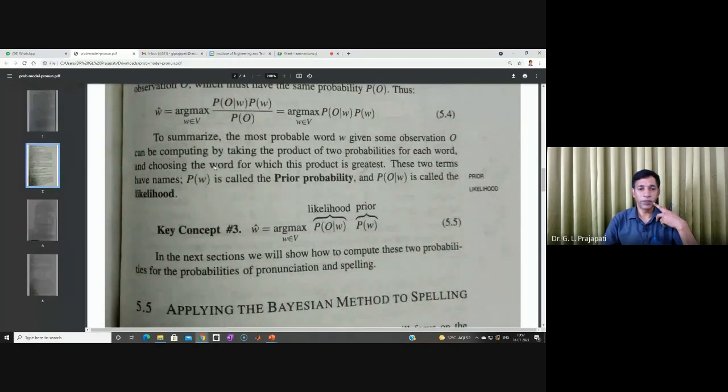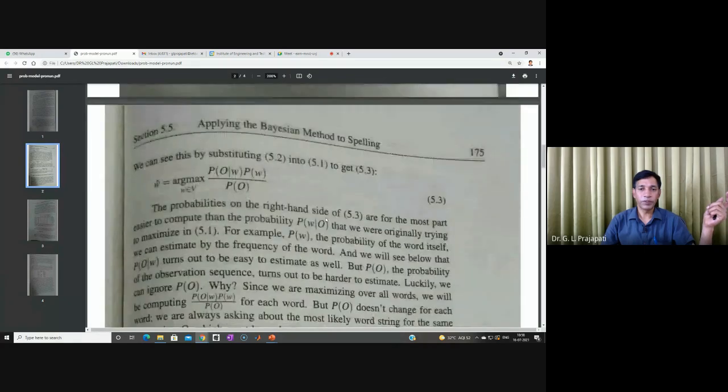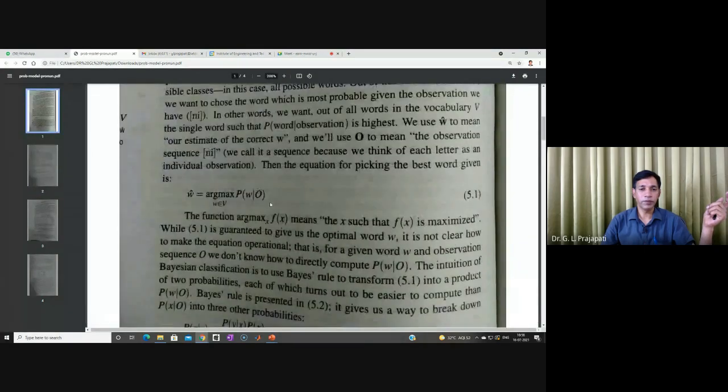So the key concept here is that you want to determine the probability of the observed sequence O given the word W. This is the prior probability, you know that, and this is the likelihood. And what is the posterior probability? Actually, this is the posterior probability we need to determine. Based on this observation, you need to determine the posterior probability.